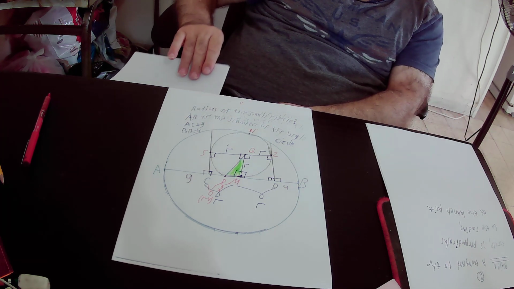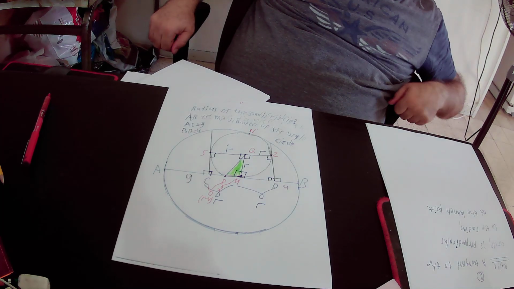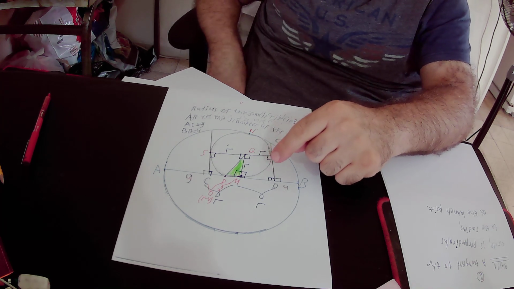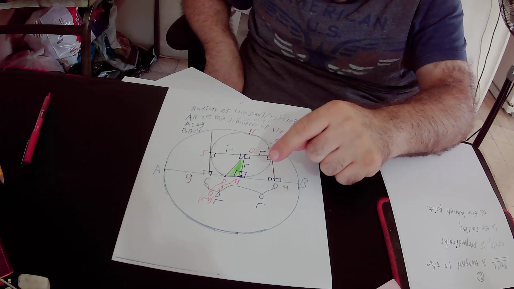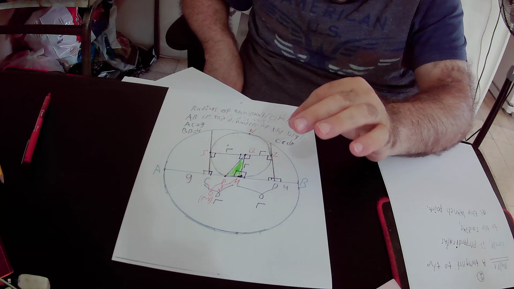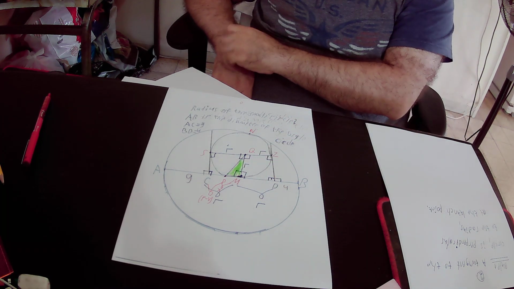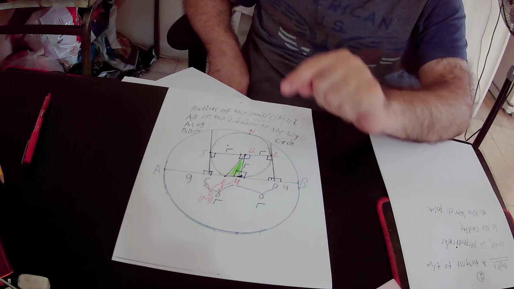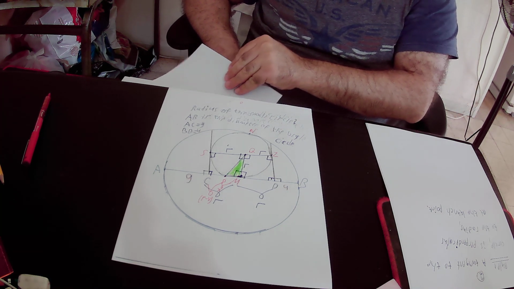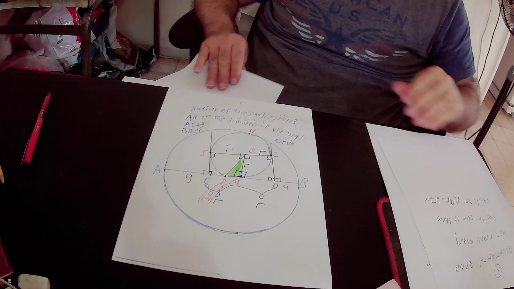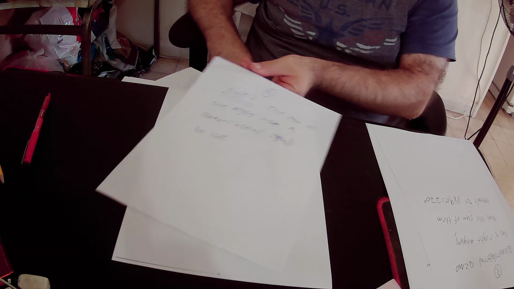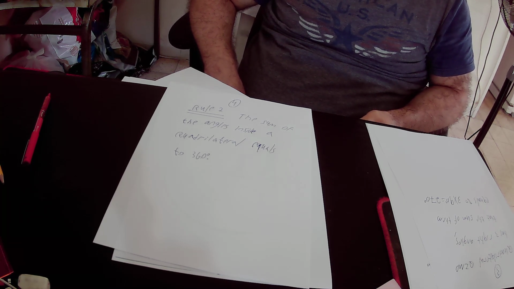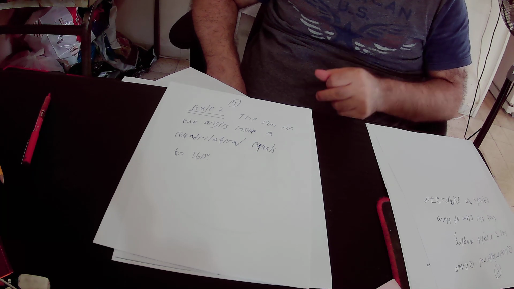Okay, so if we focus on quadrilateral QZMD, here we have 3 right angles, 1, 2, and 3, and the sum of them is 90 degrees times 3, which is 270 degrees. And we have rule number 2, which states that the sum of the angles inside a quadrilateral equals 360 degrees.